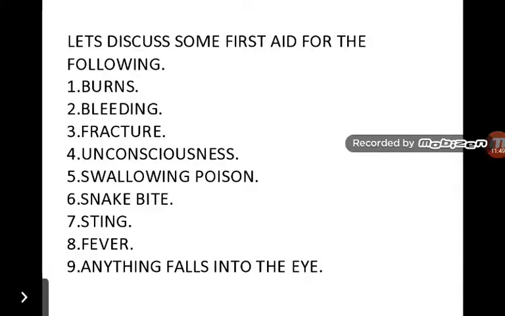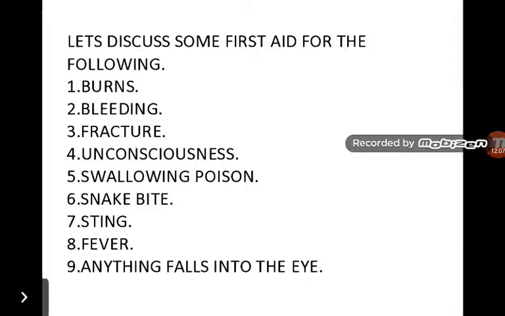Fractures. In the case of fracture, lay the victim comfortably and loosen or remove the clothes from the affected part. Do not move the fractured part or parts. If the fractured part is an arm, tie a sling to rest the arm on it.